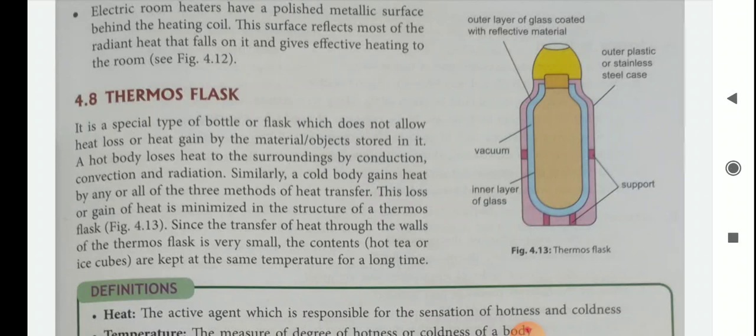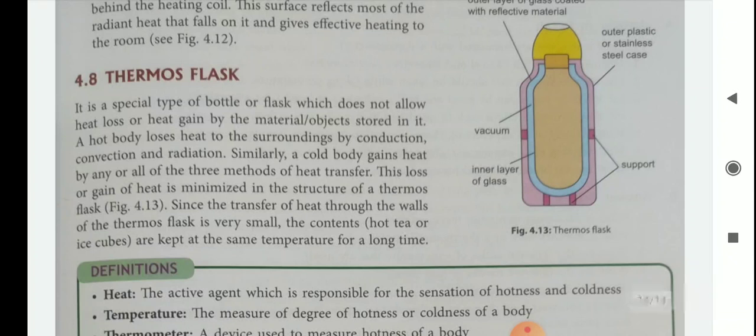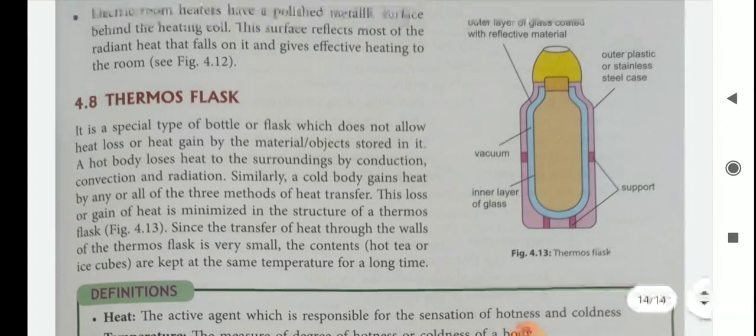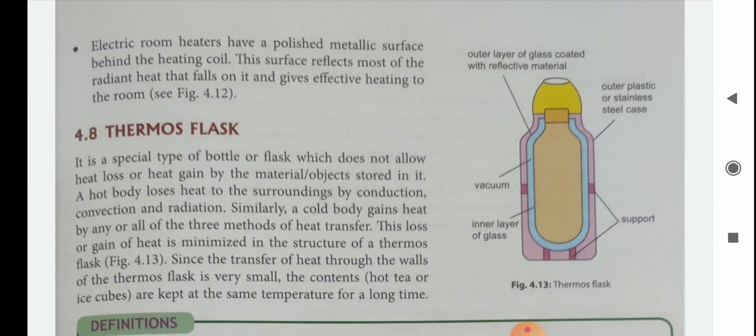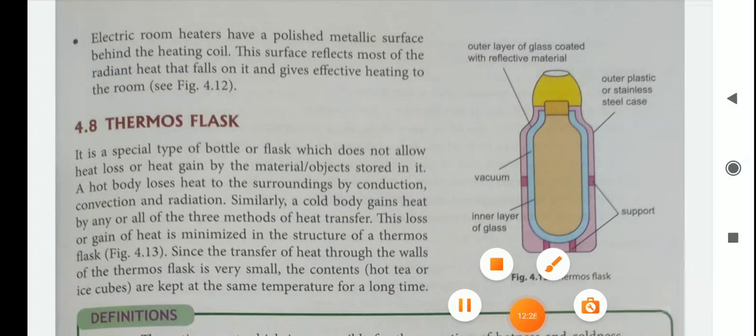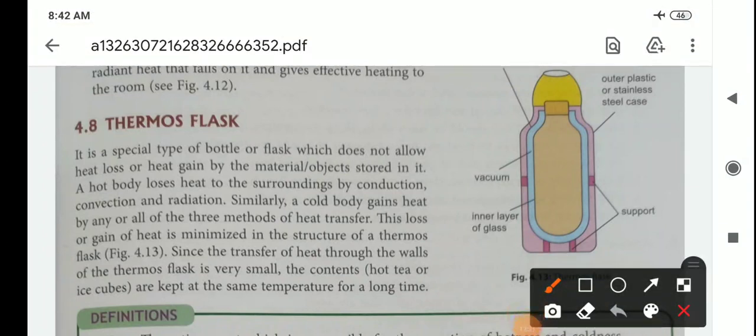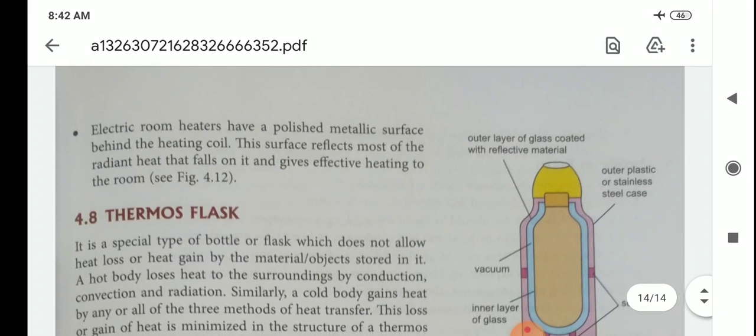This loss or gain of heat is minimized in the structure of a thermoflask since the transfer of heat through the walls of the thermoflask is very small. The contents, hot tea or ice cubes, are kept at the same temperature for a long time. Here you can see the figure of the thermoflask. Here the outer plastic or stainless steel case supporter is there. Between the inner layer and the outer layer, a vacuum is there.